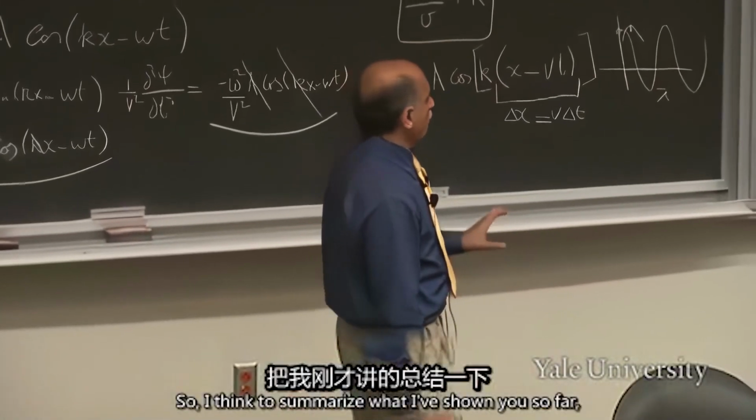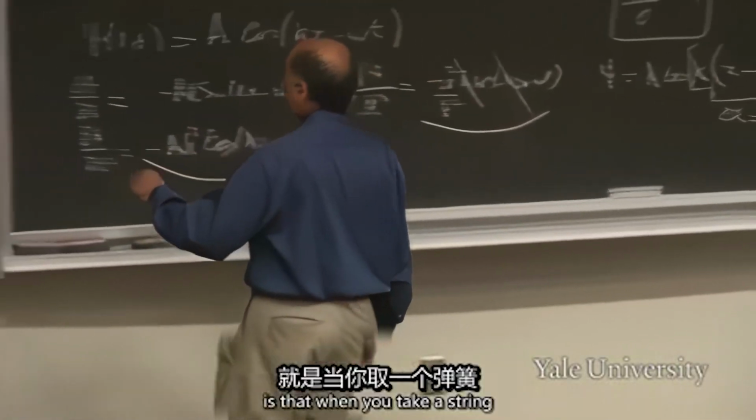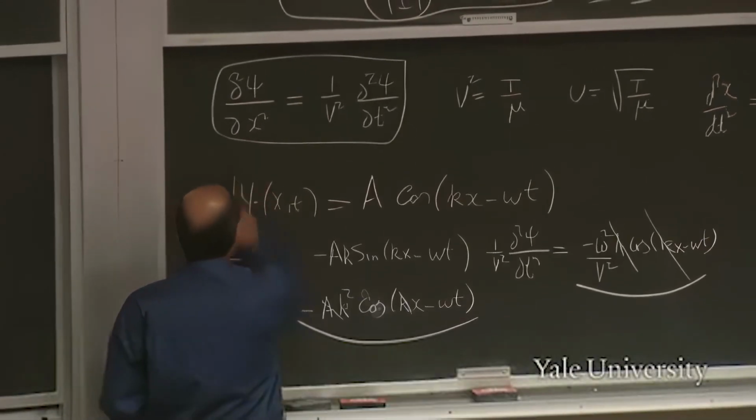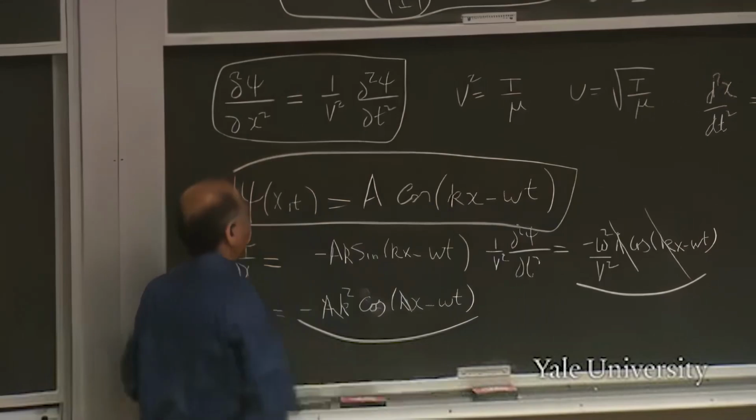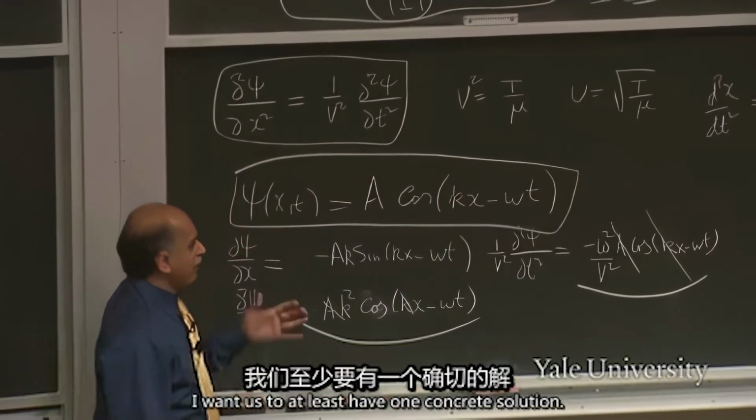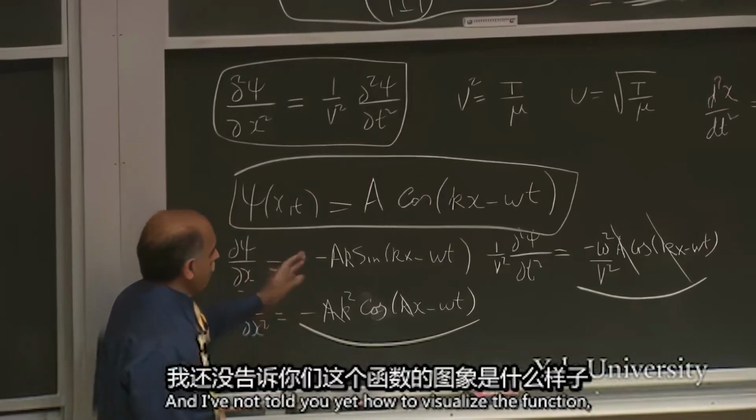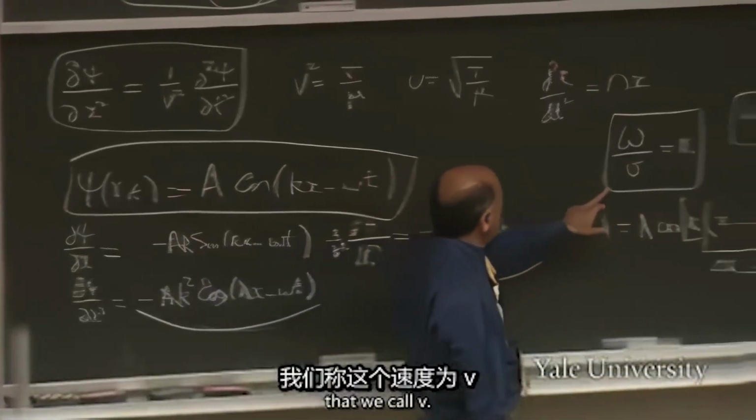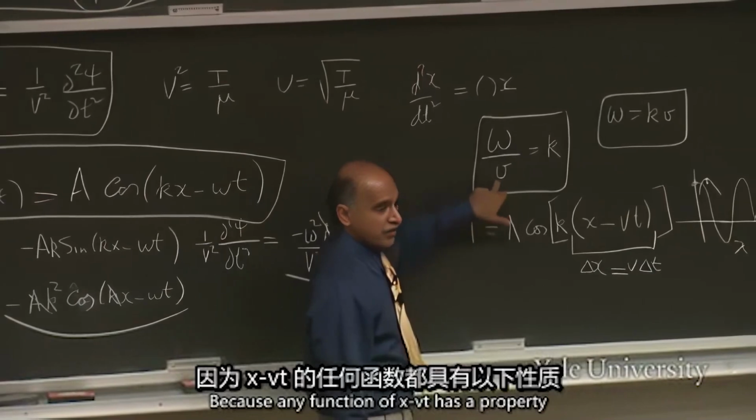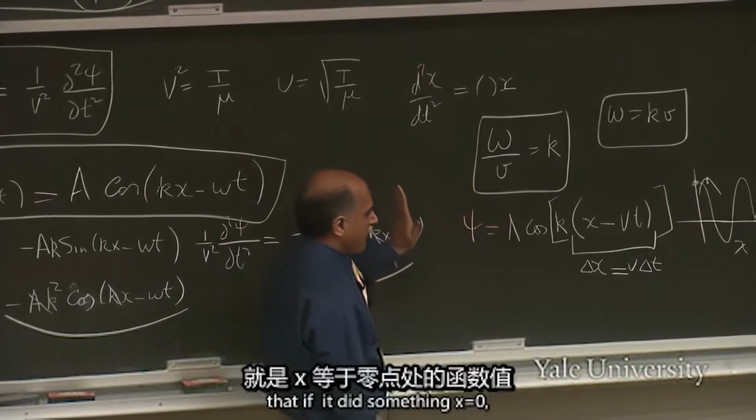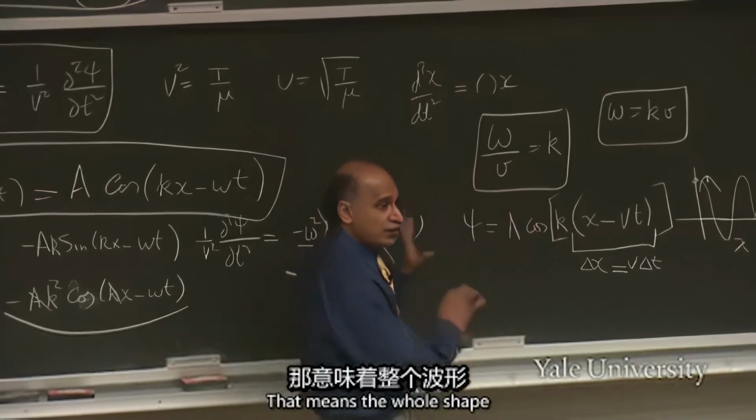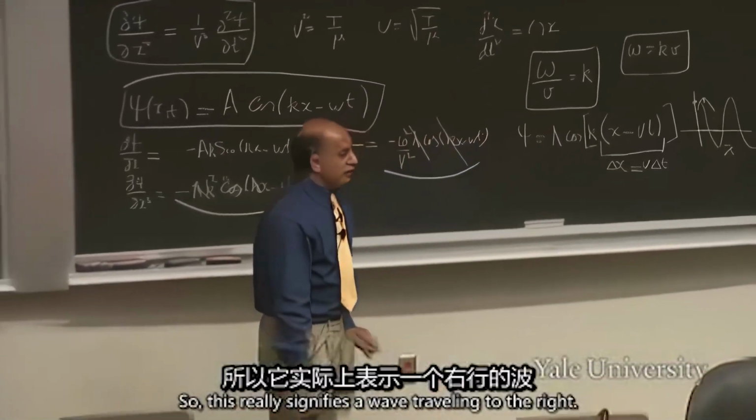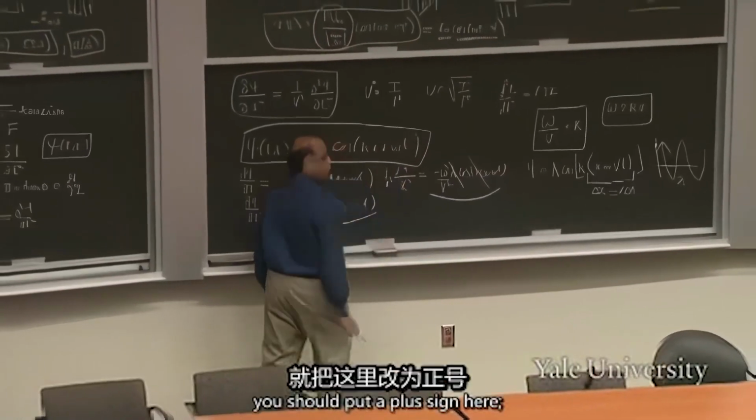So I think, to summarize what I've shown you so far, is that when you take a string and you have a tension on it, you pull it and let it go, it vibrates according to this equation. That's the first statement. This is a solution. I'm not telling you it's the most general one or the only one or anything. I want us to at least have one concrete solution. And I've not told you yet how to visualize the function. But I have told you whatever the function is, it is drifting to the right at a speed that we call v. Because any function of x minus vt has a property that if it did something at x equal to 0, it does the same thing at x equal to vt. That means the whole shape is bodily transported to the right. So this really signifies a wave traveling to the right. If you wanted a wave traveling to the left, you should put a plus sign here, and it will go backwards.